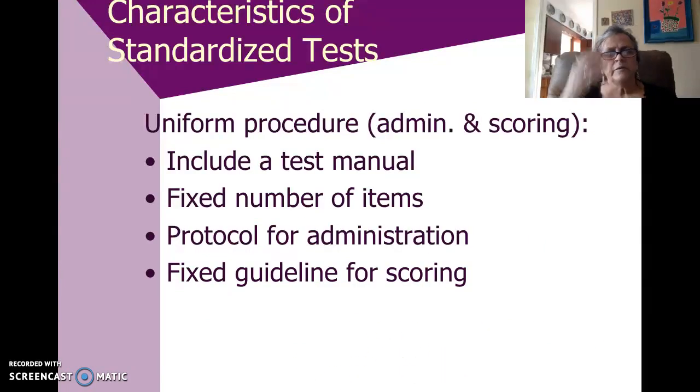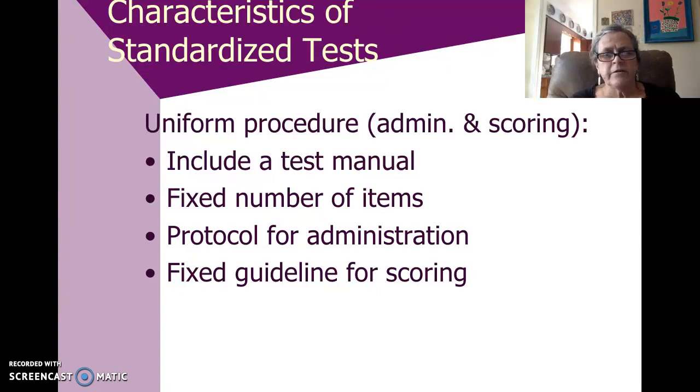All right, so the uniform procedures in administering and scoring are always included in the test manual. Generally speaking, there's a fixed number of items on a standardized test. Now, there are standardized tests where you stop testing after the child fails a certain number of times, and so although there's a fixed number of items, how many you might actually administer is going to depend on the child and their performance. They will have a protocol for administration.